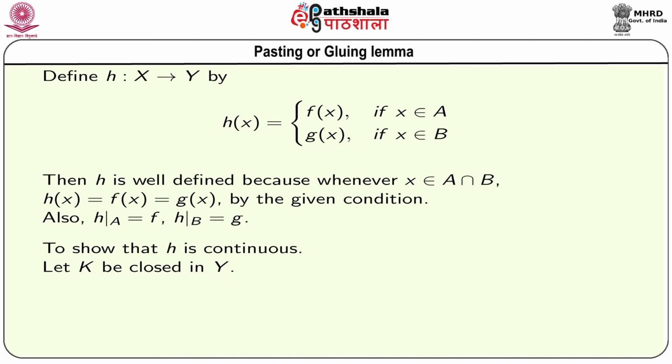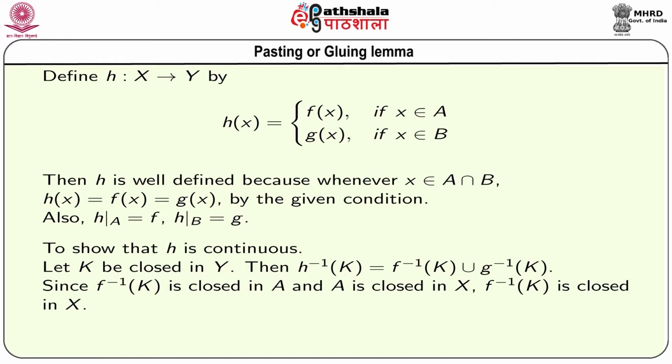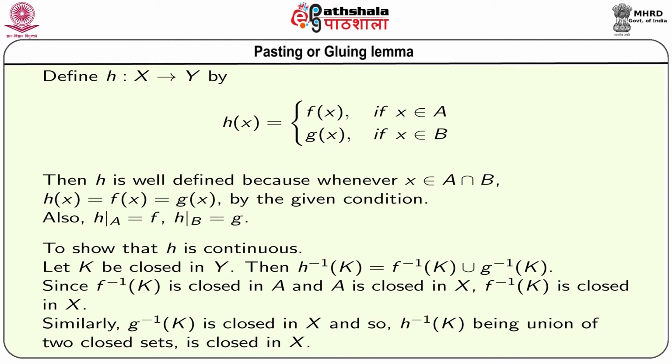To show that h is continuous, now let us take any closed set K from Y. Then h inverse K is actually f inverse K union g inverse K. Now, since f inverse K is closed in A and A is closed in X, f inverse K is closed in X. Similarly, g inverse K is closed in X, and so h inverse K, being the union of two closed sets, is a closed set.